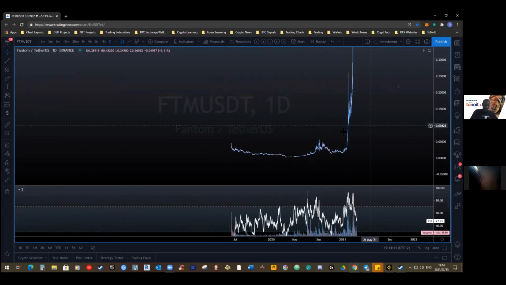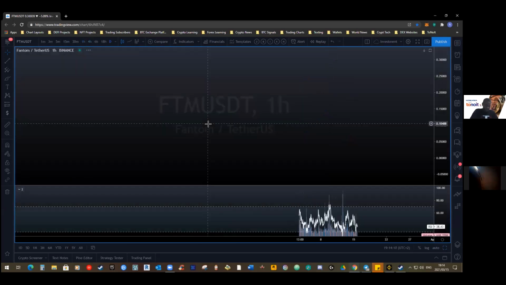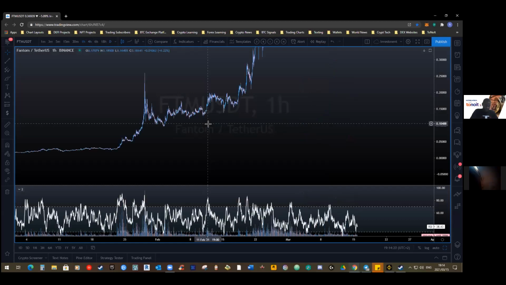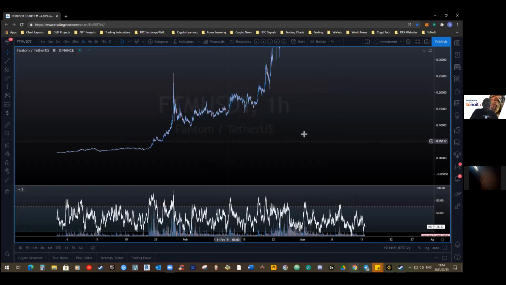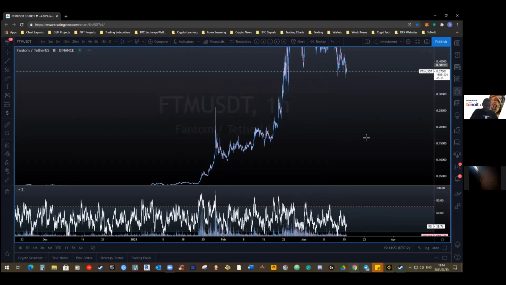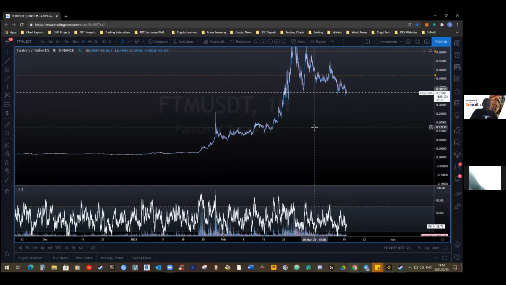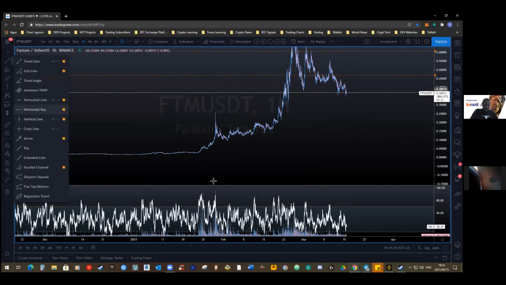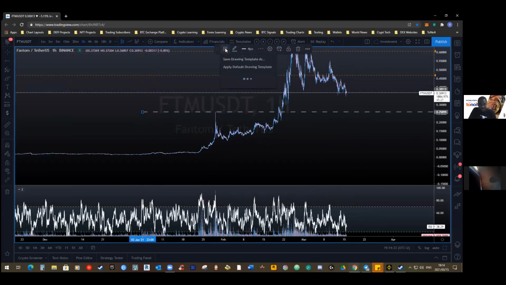Now, support and resistance. I'm going to flip to the 1 hour, because it's going to give us a lot more candles and a lot more data. So one thing that we need to understand is the various different trend lines and what the meanings are regarding them. Now, support and resistance, those are normally flat horizontal lines.